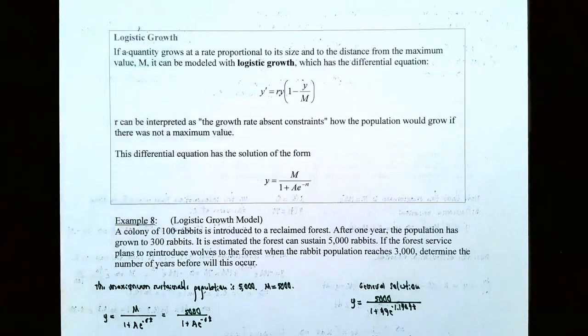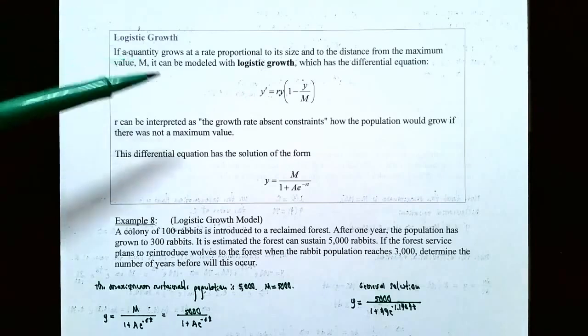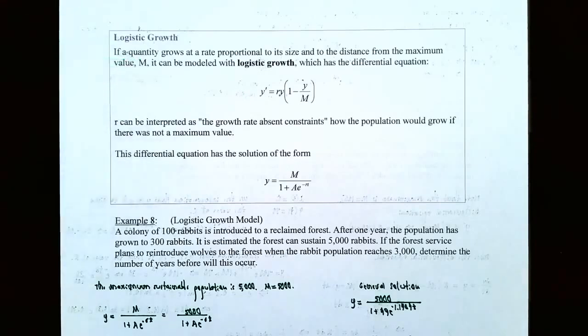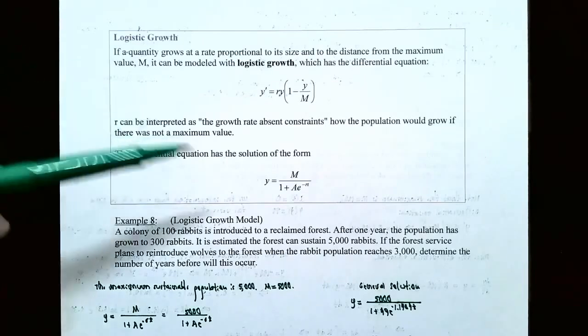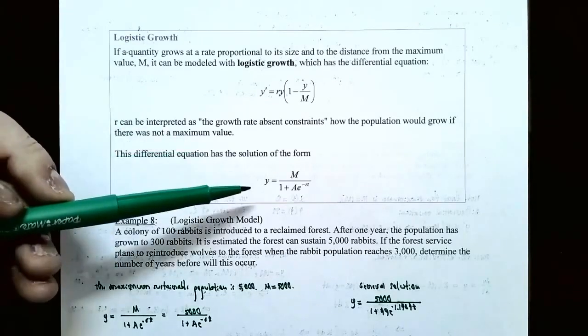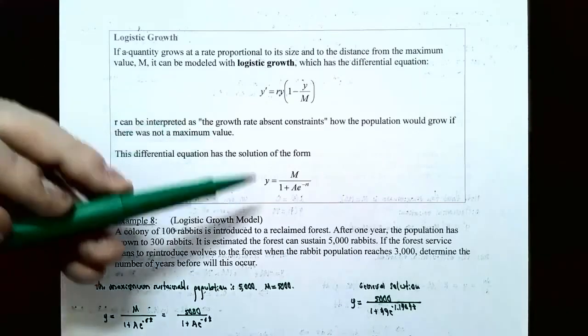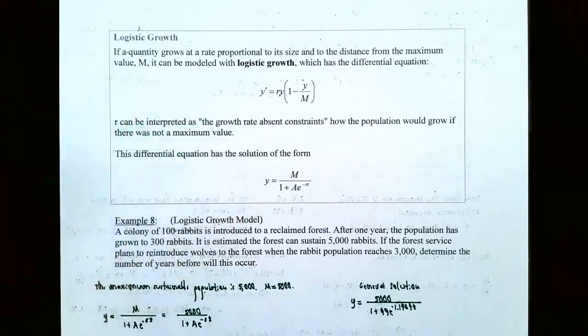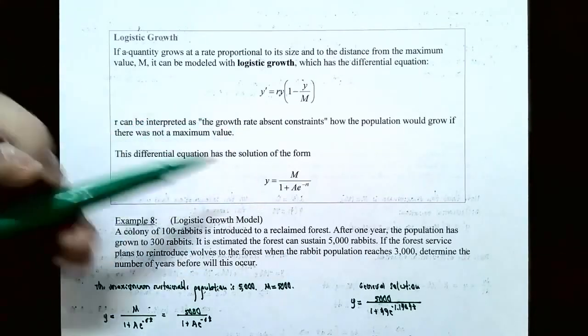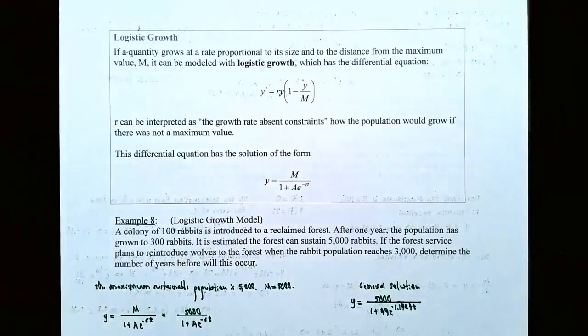Y prime is equal to r times y, or k times y, times the quantity 1 minus y divided by M, where r can be interpreted as the growth rate absent constraints, how the population would grow if there was no maximum value. This differential equation has the solution of this form: y is equal to capital M divided by the quantity 1 plus A e to negative rt. So we don't actually have to solve a differential equation anymore. It's going to be of this form for logistic growth.